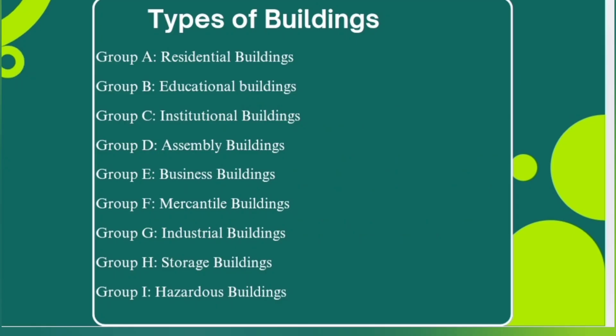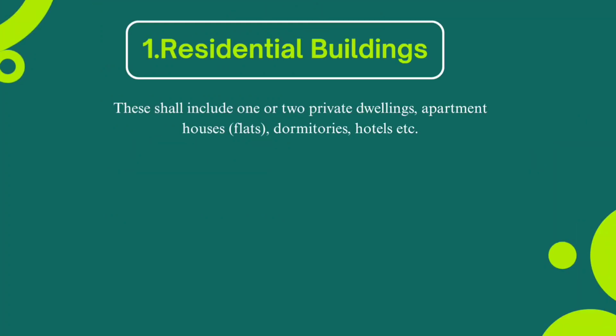As per National Building Code of India, buildings are classified into 9 groups based on the occupancy. Group A, residential buildings. Group B, educational buildings. Group C, institutional buildings. Group D, assembly buildings. Group E, business buildings. Group F, mercantile buildings. Group G, industrial buildings. Group H, storage buildings. And Group I, hazardous buildings. Now one by one we will discuss all types of buildings.